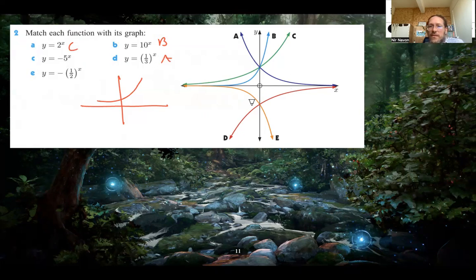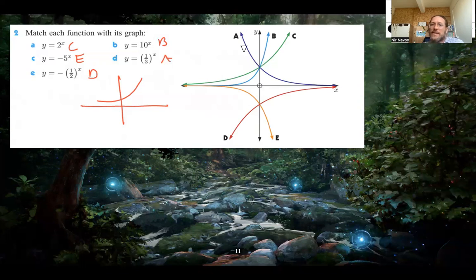So E would be a reflection of the regular one, which is 2 to the power of x, or 10 to the power of x. So this would be that. It's a reflection of 5 to the power of x. And this would be a reflection where the base is a fraction between 0 and 1. So that is D. Negative, reflection, and half, because this is when it's a fraction.